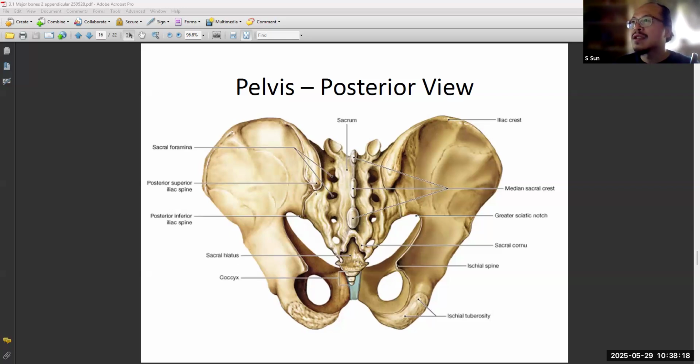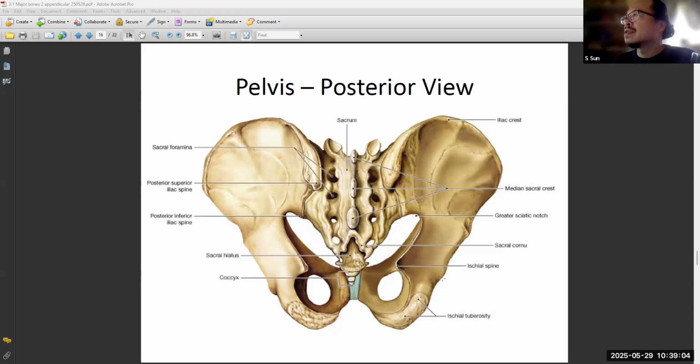So this one is called the posterior superior iliac spine. This is the posterior inferior. So in the posterior portion you have two spines. One is called superior, the other one is called inferior. And this is called iliac spine because this is an iliac bone. And this one is the sacral hiatus and the coccyx. And here is the sacral cornu, and here is another spine, the ischial spine, and here is the ischial tuberosity, which allows muscle to attach to it.